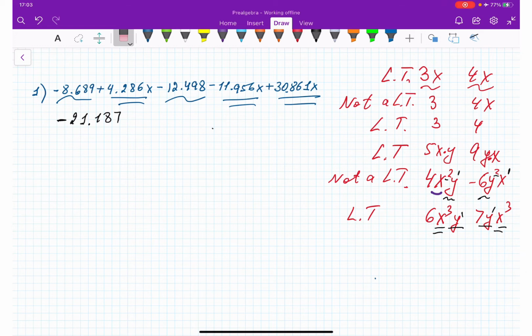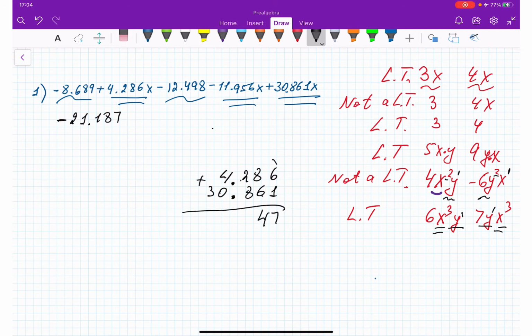I recommend first to take care of both positive x's, right? That will be 4.286x and 30.861x. Okay, both of them are x's, so when I'm adding, I don't need them. So let me add. And again, remember, I lined up a decimal notation there. 6 plus 1 is 7. 8 plus 6 is 14, 1 in mind. 2 plus 8 is 10, and 1, 11, 1 in mind again. Decimal notation point. 4 plus 0 is 4, and 1 will be 5, and here is 3. So positive 35.147.